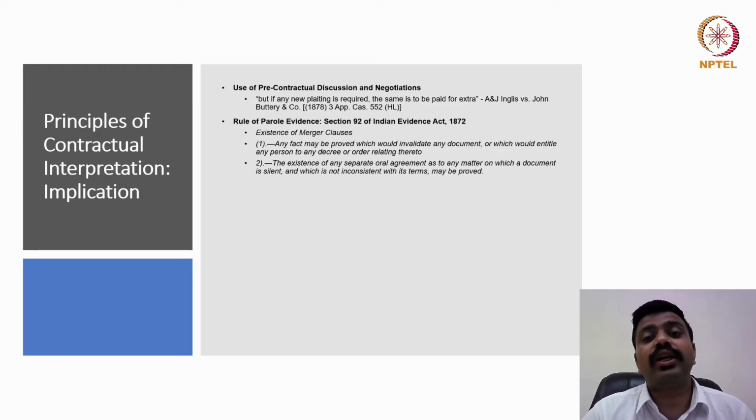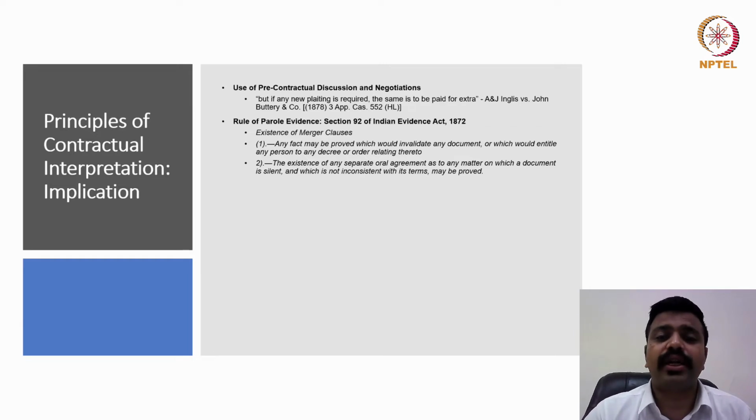The second one is with regard to the existence of any separate oral agreement as to any matter on which a document is silent and which is not inconsistent with its terms, which can be proved. Now, take the example of a construction agreement. Once the building is constructed, there is no requirement for painting the particular building. The only obligation that is put on the builder is to lay out the primer and then hand over the delivery upon construction. This is the only obligation that is imposed on the builder or the constructor. Now, it may so happen that there is an oral agreement or an oral arrangement between the parties asking the builder to also paint the house.